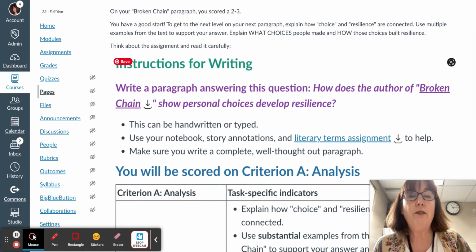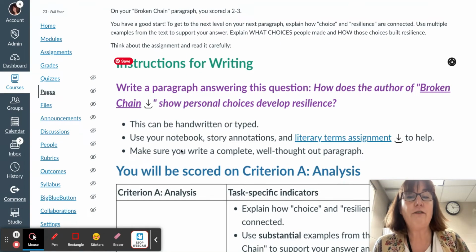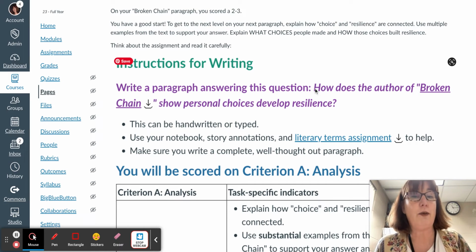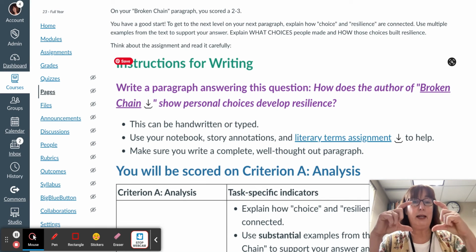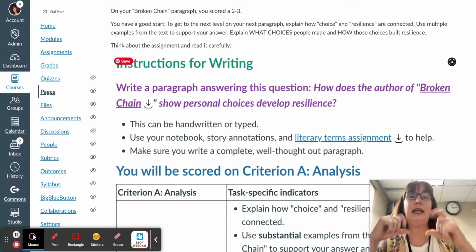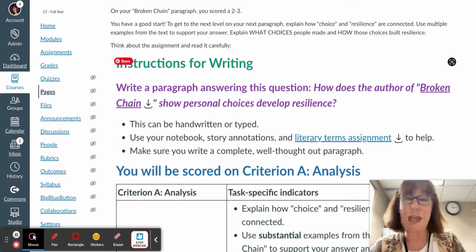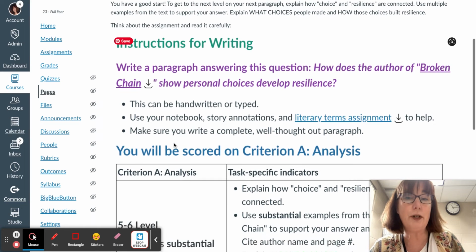So, when you are writing, make sure that you're following the instructions on that page closely. I took a picture of what was on that original assignment page. So, think about your paragraph should answer this question: how does the author of Broken Chain show personal choices that develop resilience? So, you should be writing a whole paragraph that explains that. It can be handwritten or typed. You can use your notebook.